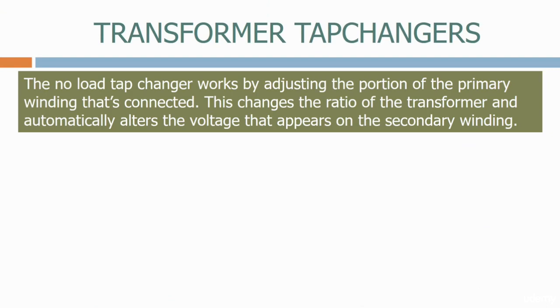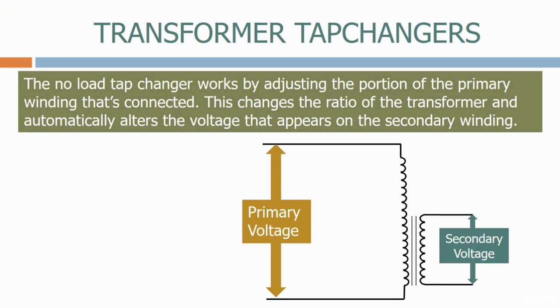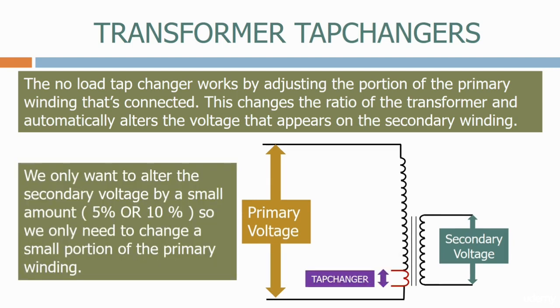The no-load tap changer works by adjusting the portion of the primary winding that's connected. This changes the ratio of the transformer and automatically alters the voltage that appears on the secondary winding. We only want to alter the secondary voltage by a small amount, either 5% or 10%, so we only need to change a small portion of the primary winding. Let's now zoom in on this small portion to see how the tap changer works.